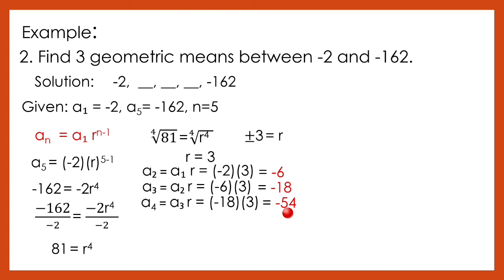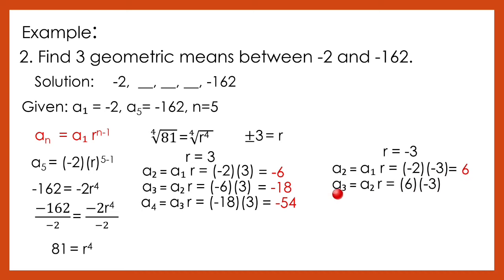-54. Now for r, which is -3, we will do the same. To get a sub 2, a sub 1 times r. -2 times -3, which is equal to positive 6. To get a sub 3, a sub 2 times r. A sub 2 is 6 times -3, which is -18. A sub 4 is a sub 3 times r equals -18 times -3 is positive 54.